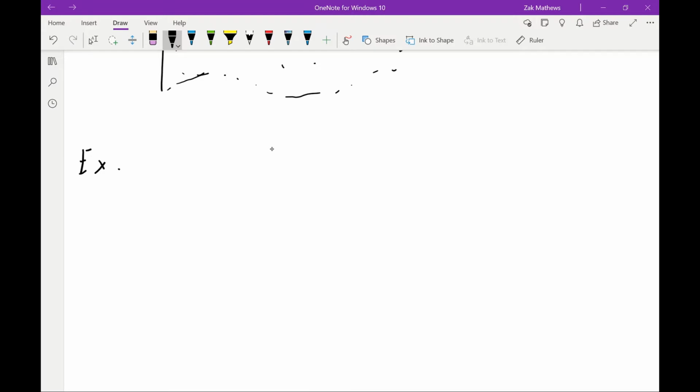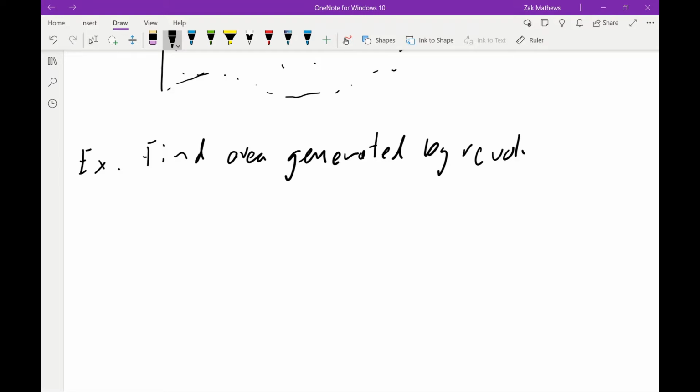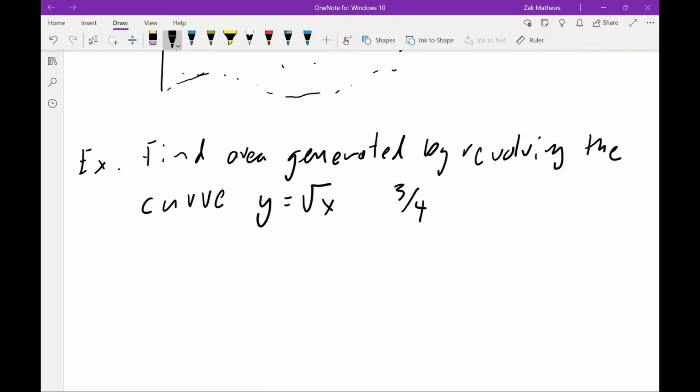So let's find the area generated by revolving the curve y equals the square root of x, where x is between 3/4 and 15/4, about the x-axis.